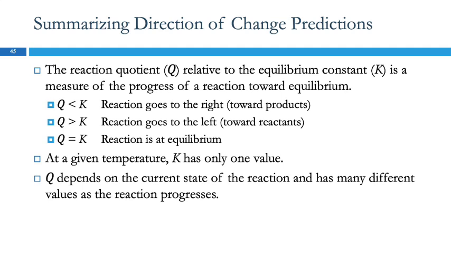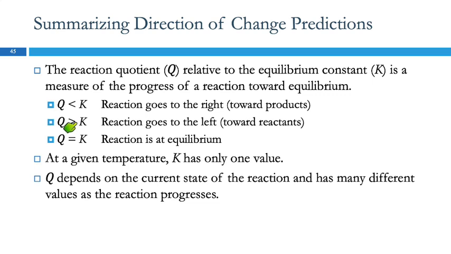So the reaction quotient in relation to the equilibrium constant is a measure of the progress of the reaction towards equilibrium. If Q is less than K, that means it's approaching equilibrium in the forward direction, it's making more products, and it's going to keep doing that until Q is equal to K.